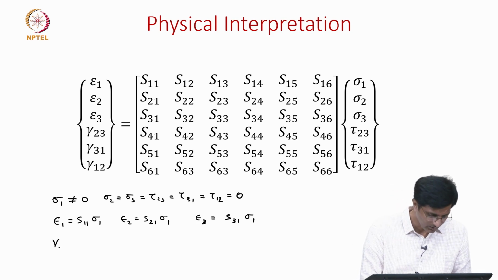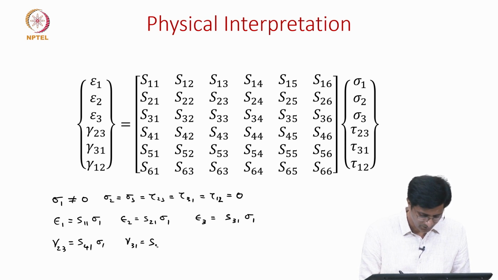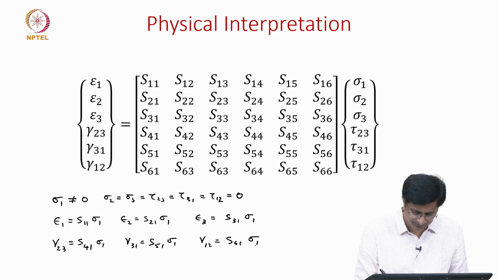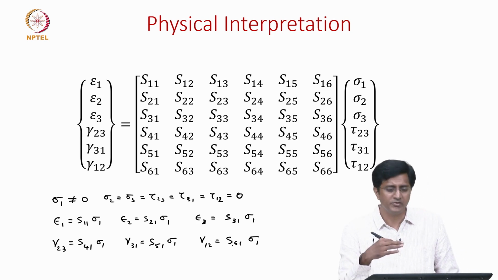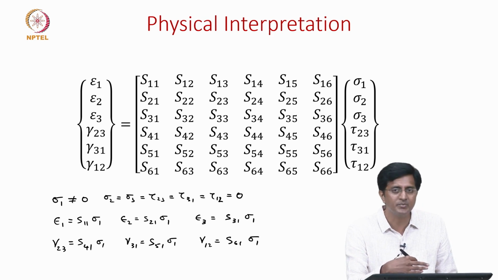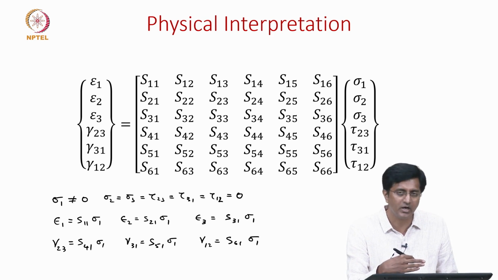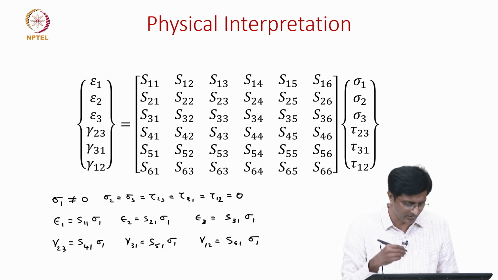So, how do we write gamma 23? Gamma 23 should be written as S41 times sigma 1, and similarly gamma 31 as S51 times sigma 1, and gamma 12 as S61 times sigma 1. Bear in mind, previously we said that this compliance matrix is symmetric, meaning we are trying to represent it only with the diagonal terms and the upper triangle.